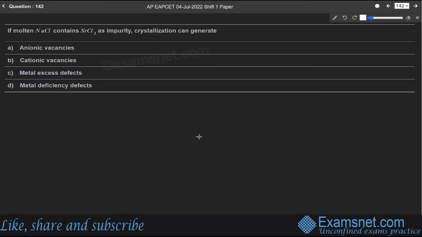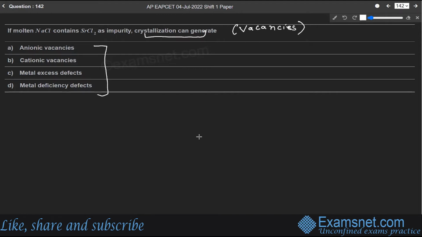So yes, we cannot ignore at least these kinds of topics, because these are pretty easy topics to secure very good marks in the exams. So the question states that if molten NaCl contains SrCl2 as impurity, crystallization can generate... So this question is from vacancy. Every year vacancy is a topic from which you can easily predict questions. Defects and vacancies are two important topics in this chapter.